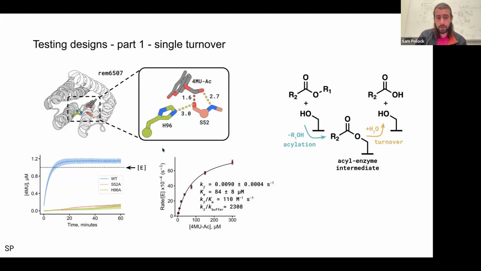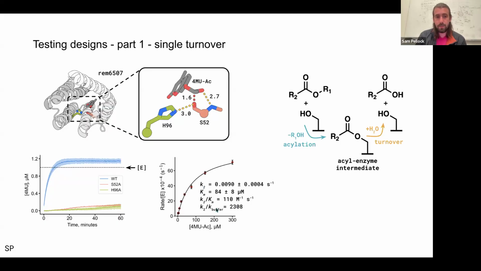And nicely, what we also saw is that if you knock out the serine or the histidine, this activity is ablated. But curiously, given that this product formation is stoichiometric with the enzyme concentration, we suspected that rather than going through the full catalytic cycle, we were only going through that first half of acylation. So the substrate reacts with serine to form this acyl enzyme intermediate, but we're not able to hydrolyze this to regenerate the enzyme. But we were still pretty happy with this because we hadn't even seen this happen for about 3 years. So any activity was welcome, even single turnover.